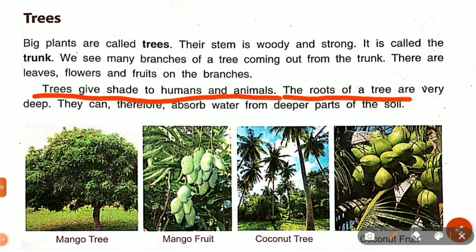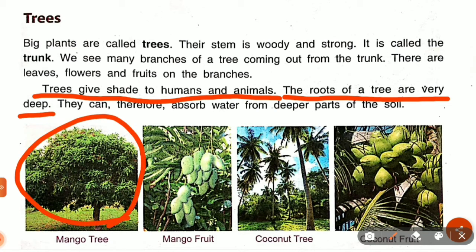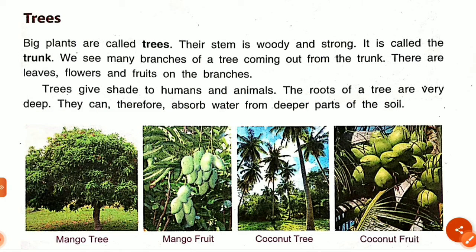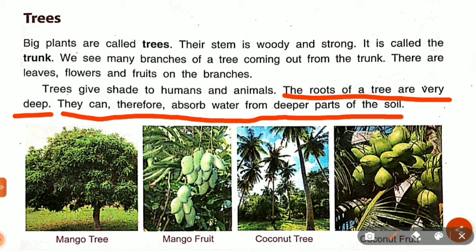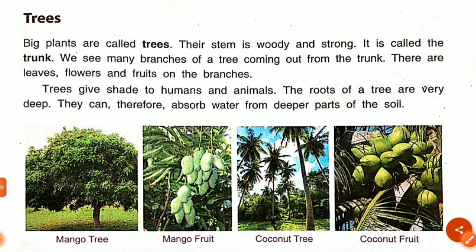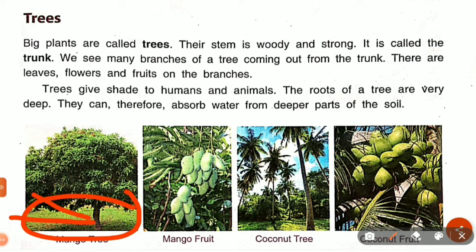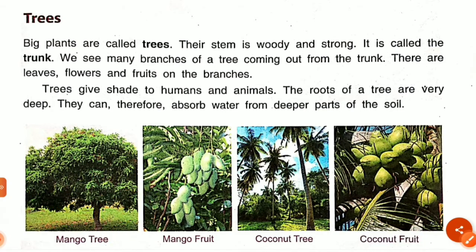The roots of a tree are very deep. See, the tree is very large in size, right? The same way it should have very big roots. It will be a very strong and deep root. It will go very deep into the soil. They can therefore absorb water from different parts of the soil. See, if a plant is very small, whereas a tree, there will be water anywhere here. So the roots will go to all places and absorb water for the tree.